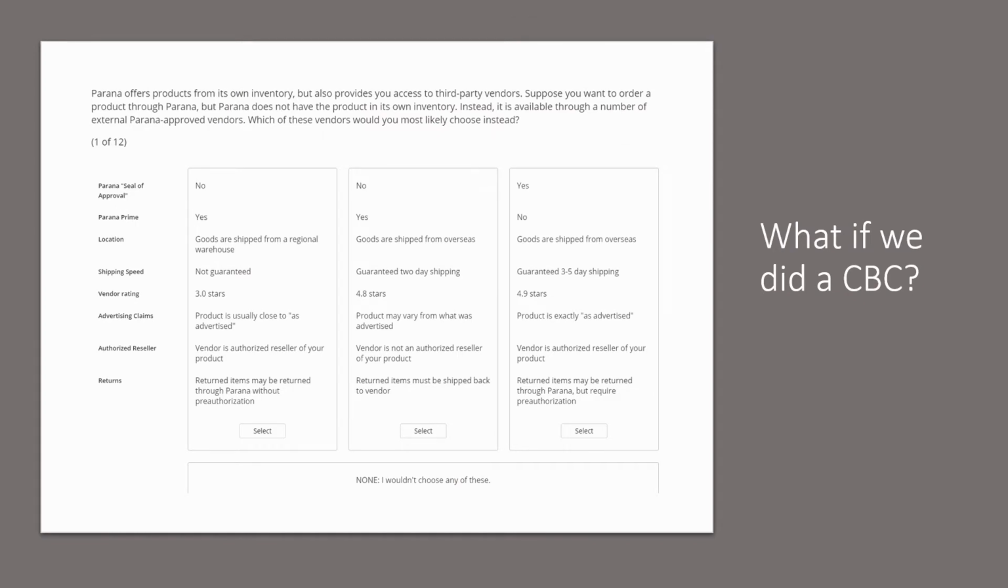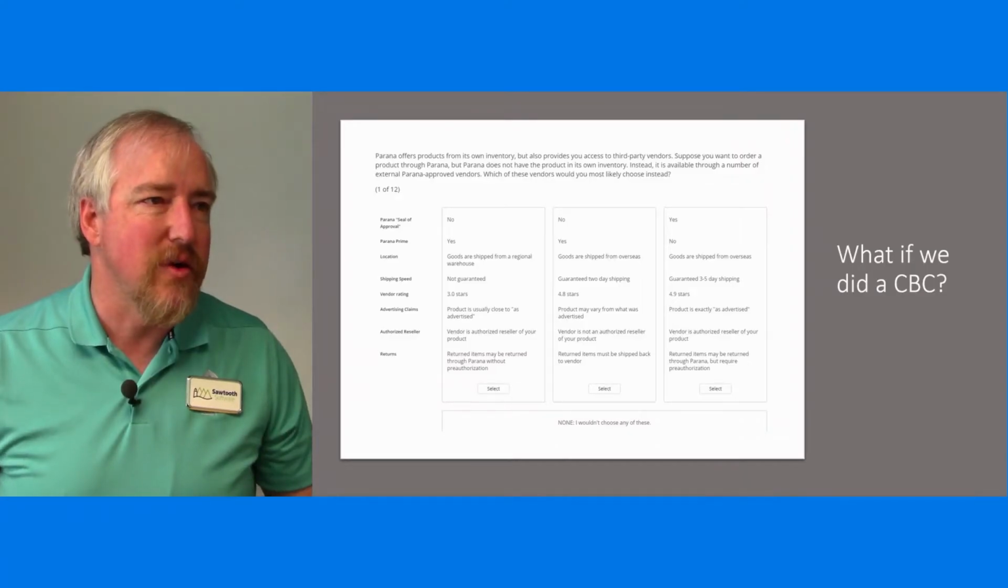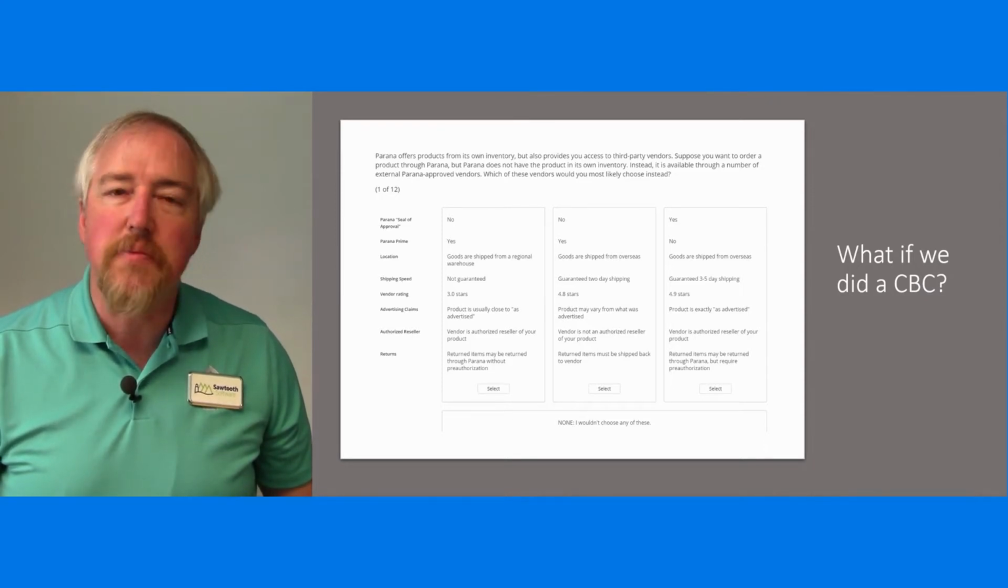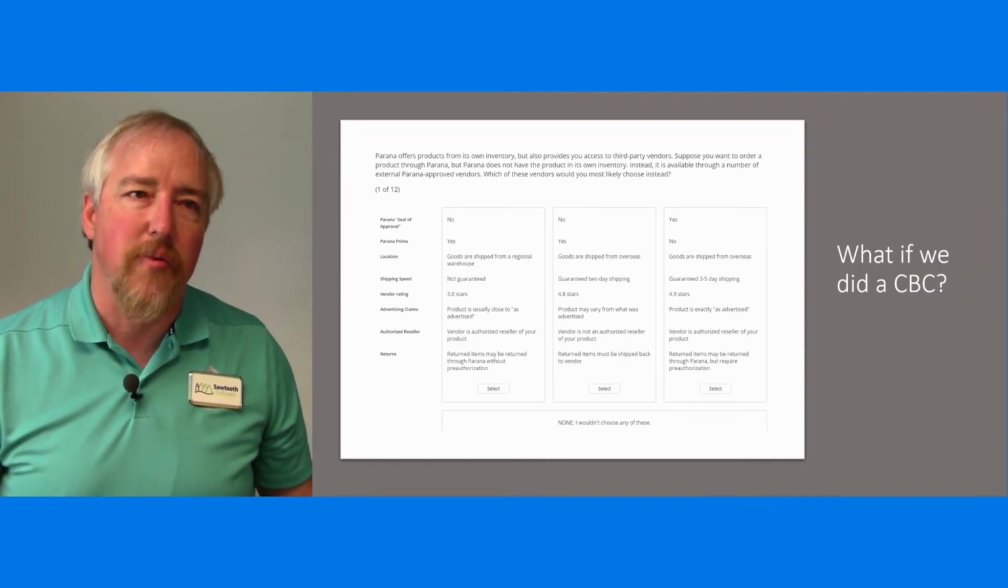One of the ways that we could approach it is by doing a traditional CBC study, like the one shown on the screen here, where we take the different attributes that we could vary about our product and have them choose between bundles of those components. So we'd say, does it have a Piranha seal of approval? Does the vendor offer Piranha Prime, which is the free shipping and free movies and stuff? Does it matter where the location is? So is it shipped from a local warehouse or from a regional one or from overseas? Shipping speed: can they guarantee the delivery time for their products?